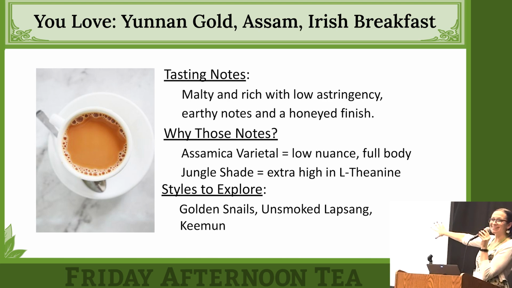The Assamica varietal, that large leaf style, is going to have low nuance and full body because of that ratio of our mesophyll layers, right? So we get a lot of those amino acids concentrated in the spongy mesophyll layer. As they oxidize, they give us that earthy, rich kind of flavor profile. Jungle shade means high L-theanine, right? So you get those smooth, lovely, earthy, sweet notes. Please also check out these styles from around, well, China, as it turns out, but there are other regions doing similar styles too. Golden Snails is a tea for you. Unsmoked Lapsang Souchong, Keemun black tea. Okay?